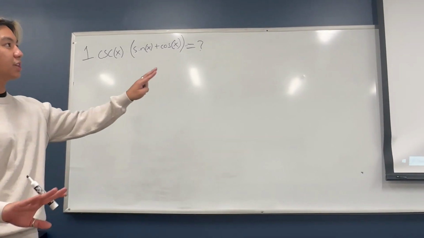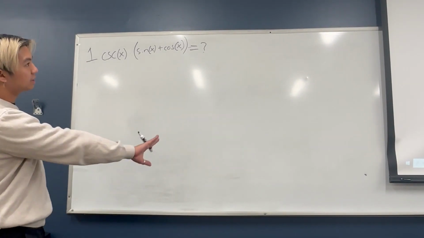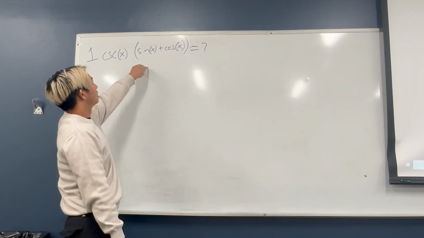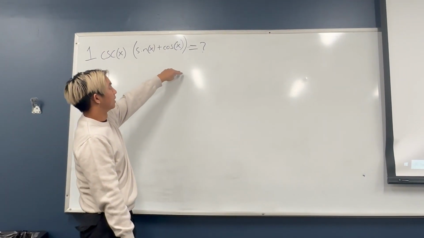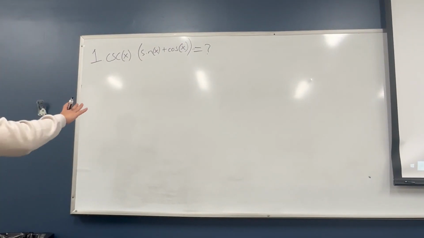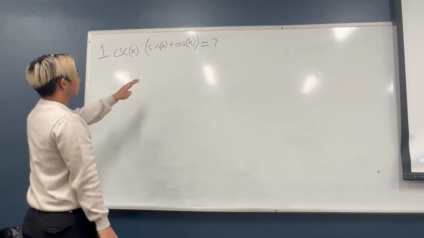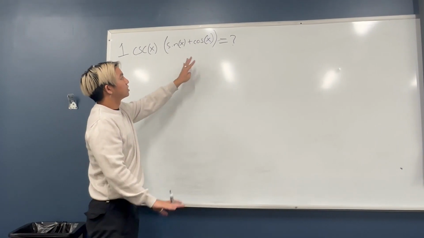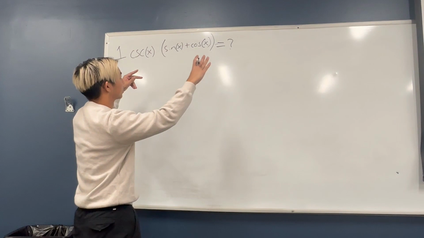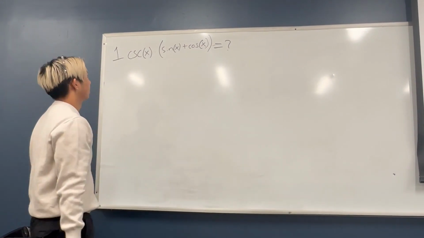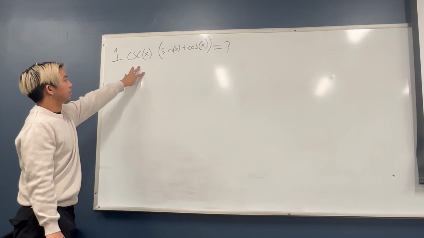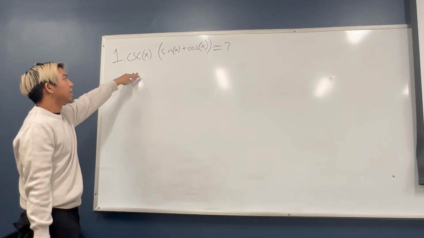So this is chapter 6, question 1. Complete the identity: cosecant of x times parentheses sine of x plus cosine of x, end parentheses. When we look at the problem, what can we do? Sine of x plus cosine of x, there's not really much to do. If there was a squared, like sine squared x plus cosine squared x, we could probably do something, but not in this case. So what are we left with outside the parentheses? We have cosecant.